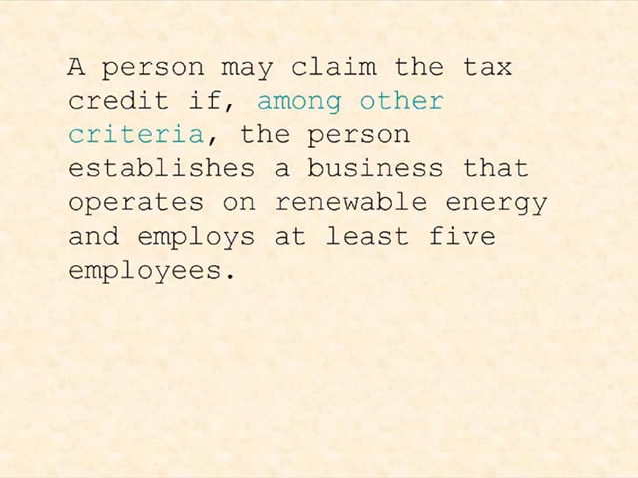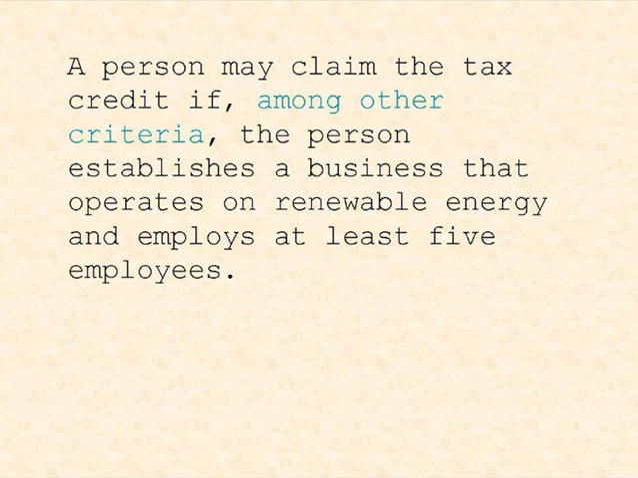Okay, let's take a look at one last sentence. A person may claim the tax credit if, among other criteria, the person establishes a business that operates on renewable energy and employs at least 5 employees. This is a sentence based on one that I read in an analysis of a legislative proposal. I had a feeling that the prepositional phrase, among other criteria, was out of place. Does it modify the act of establishing a business, or does it modify how the business must operate?